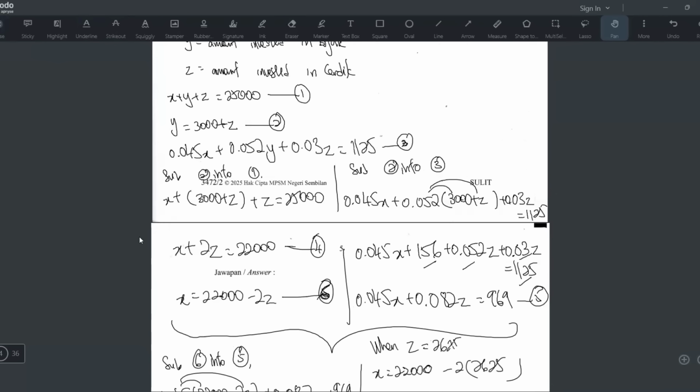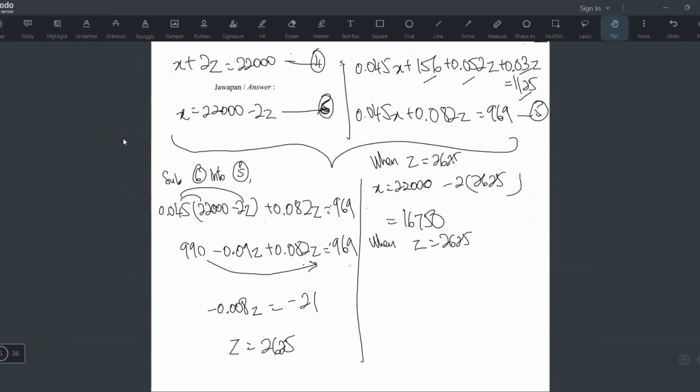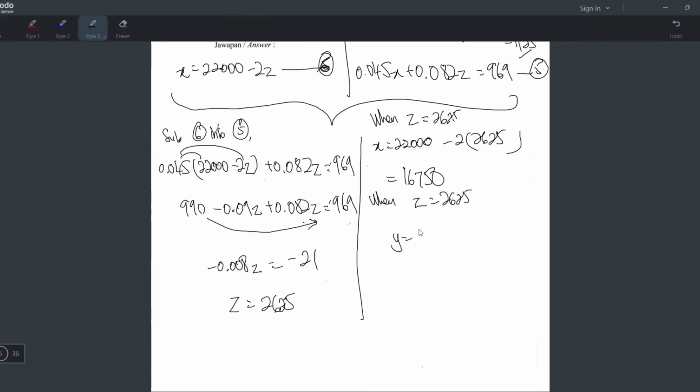And now with the exact X, we can find Y. I will sub into equation 2. Yeah, it's much easier, right? So when Z equals to 2625, equation 2, Y equals 3,000 plus Z. So Y equals to 3,000 plus 2625. So you get 5625. And that's the answer, right?